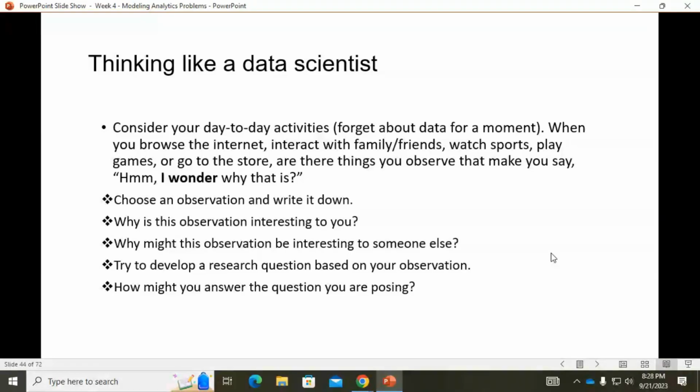And then try and develop a research question based on your observation. Okay, so does anybody have an observation that they would like to share? This could even be from your previous discussion, if that makes it easier.